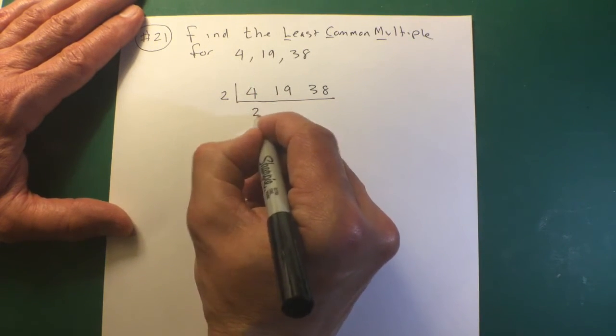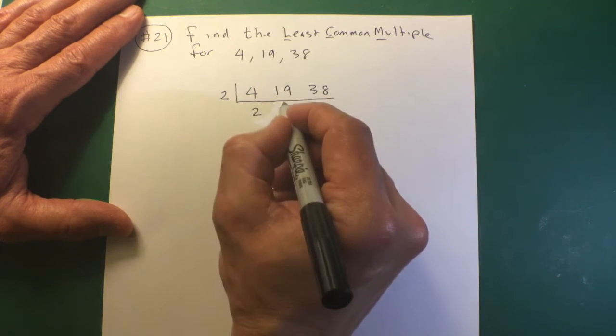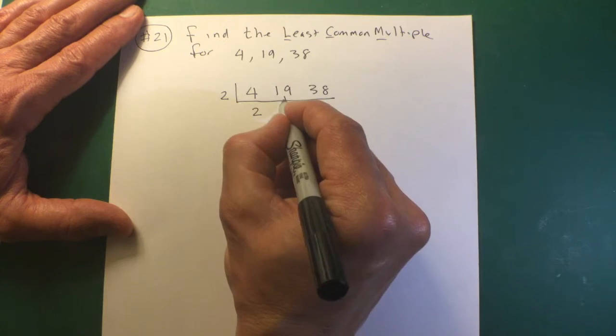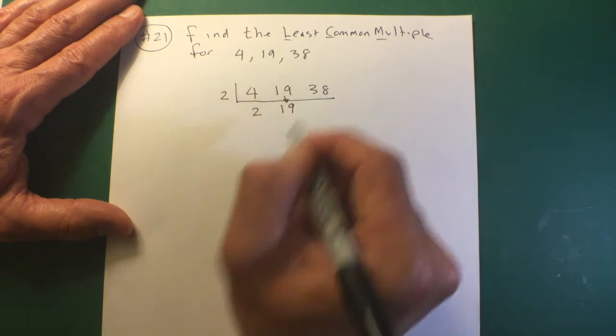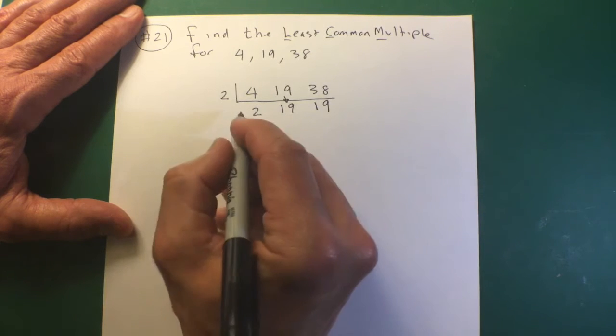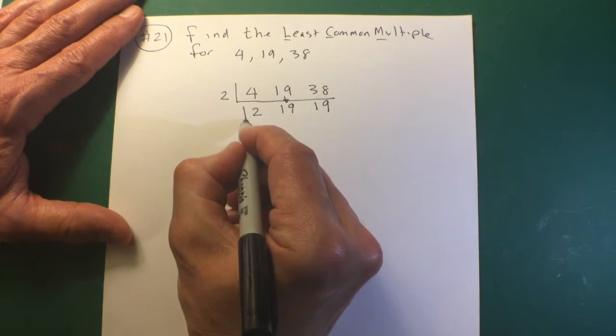2 goes into 4 2 times. 2 does not go into 19, so I'm just going to leave that alone. I'm just going to bring that right straight down, keep it the same. Okay. And then I'm saying, does 2 go into 38? Yes, it goes 19 times. Okay. And then I'm going to divide again.